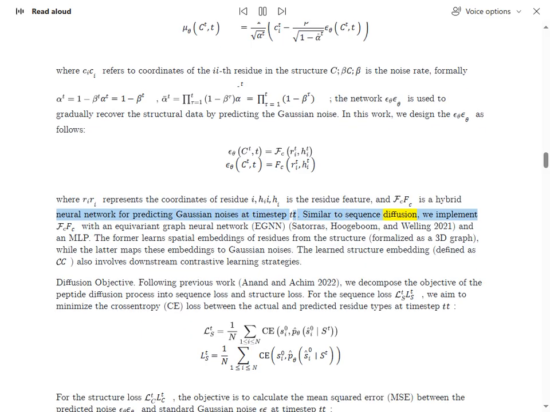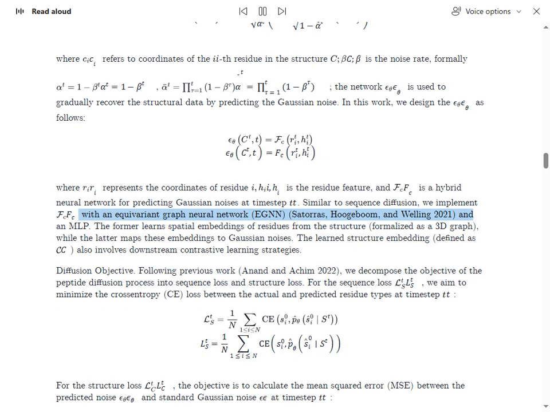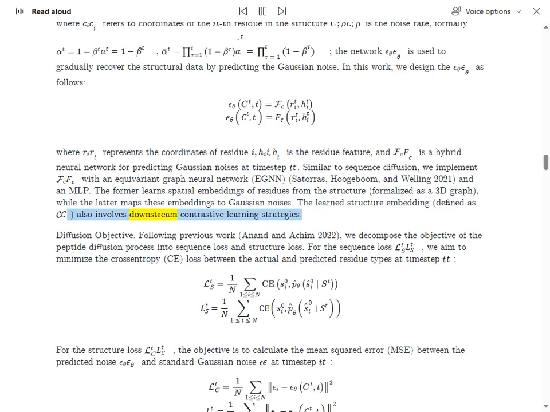Similar to sequence diffusion, we implement f_c with an equivariant graph neural network, EGNN, Satorras, Hoogeboom, and Welling 2021, and an MLP. The former learns spatial embeddings of residues from the structure, formalized as a 3D graph, while the latter maps these embeddings to Gaussian noises. The learned structure embedding, defined as C, also involves downstream contrastive learning strategies.